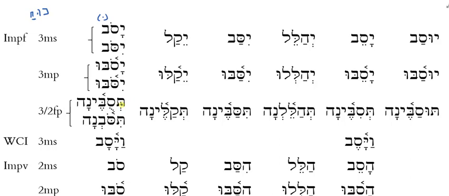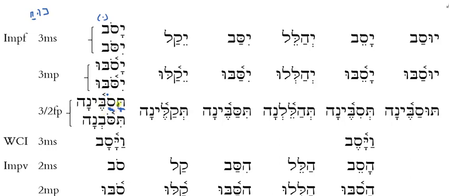I'm going to use my pen. What I really should have expected was a qamets, right? Ya-sov, ya-sobbu, ta-sob-be-na, and I should have had a holem here and not a qibbuts. Okay? Why do I have what I have? The reason is that the accent has moved over to the bet, and that has left this with the dagesh forte showing up.